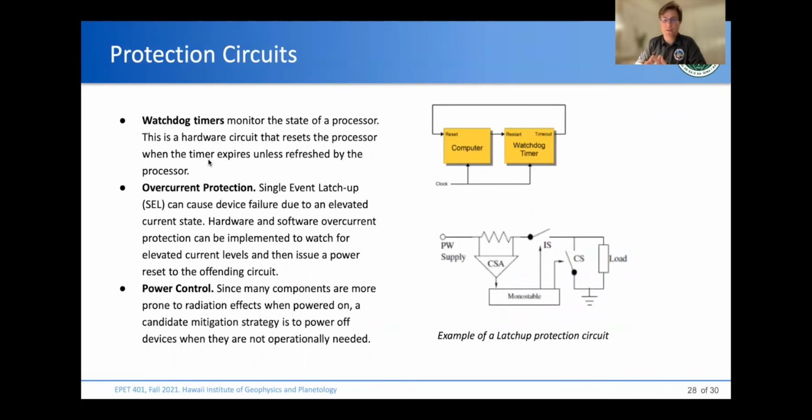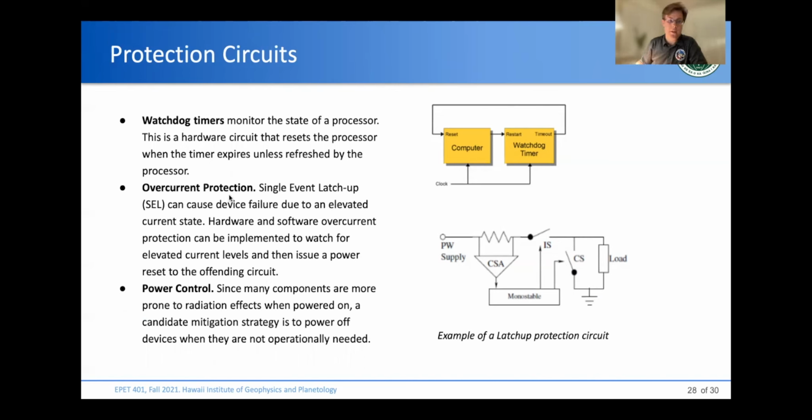And then in terms of protection circuits, we have Watchdog Timers. Watchdog Timers will monitor a processor or a particular chip on the flight computer. If that chip stops responding, the Watchdog Timer will issue a reset so that the whole board will just recover. Usually this happens by a single event upset. Memory state gets corrupted, then the computer program cannot proceed and stops responding, the Watchdog Timer acts, reboots everything, and then everything is fine after that.